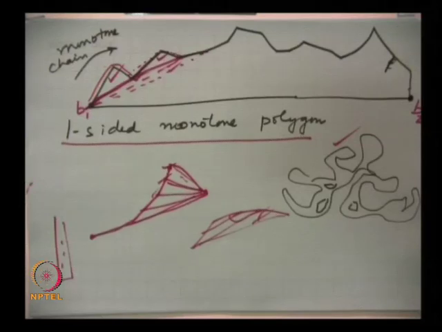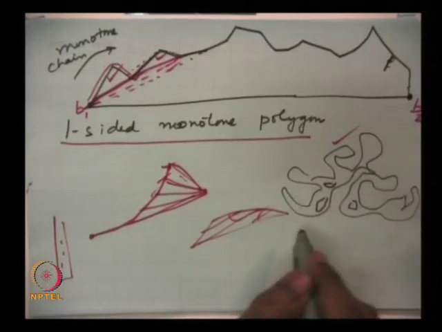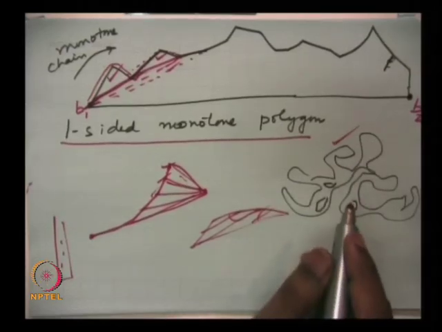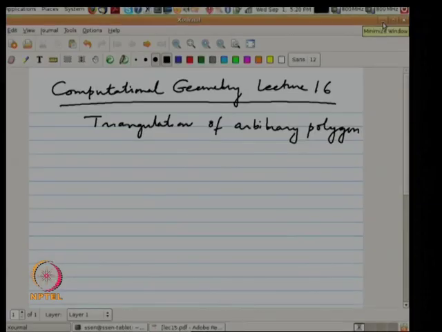So, what do we do? That is what we will take up today. We want to deal with an arbitrary polygon, even with holes, and somehow reduce this to the case of one sided monotone polygons. For that we will actually revisit our notion of ray shooting.